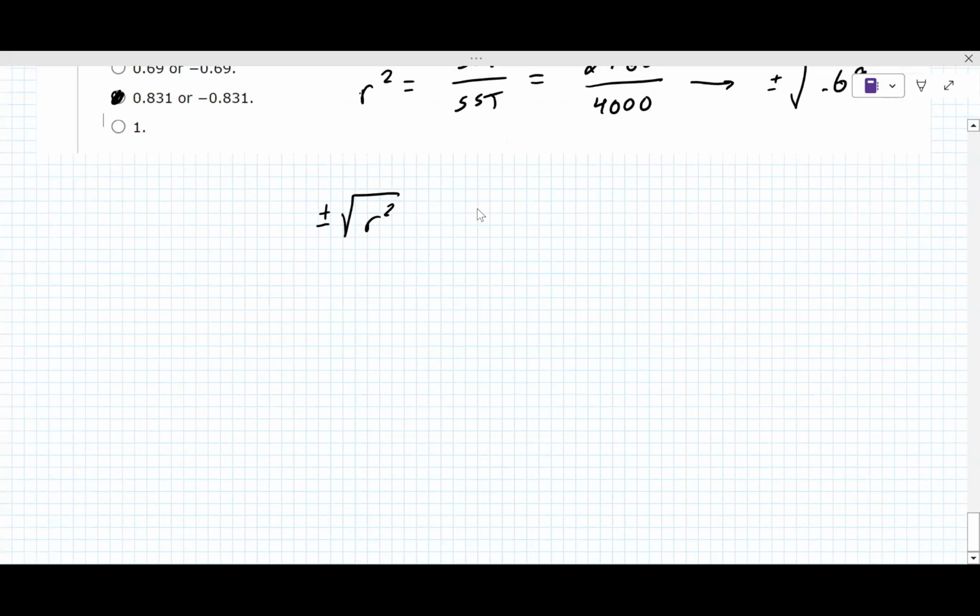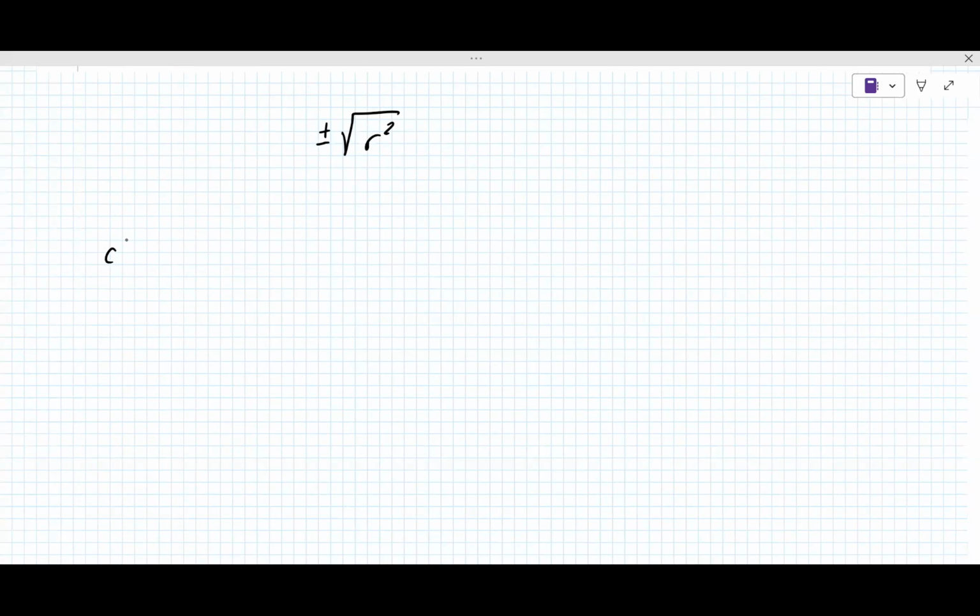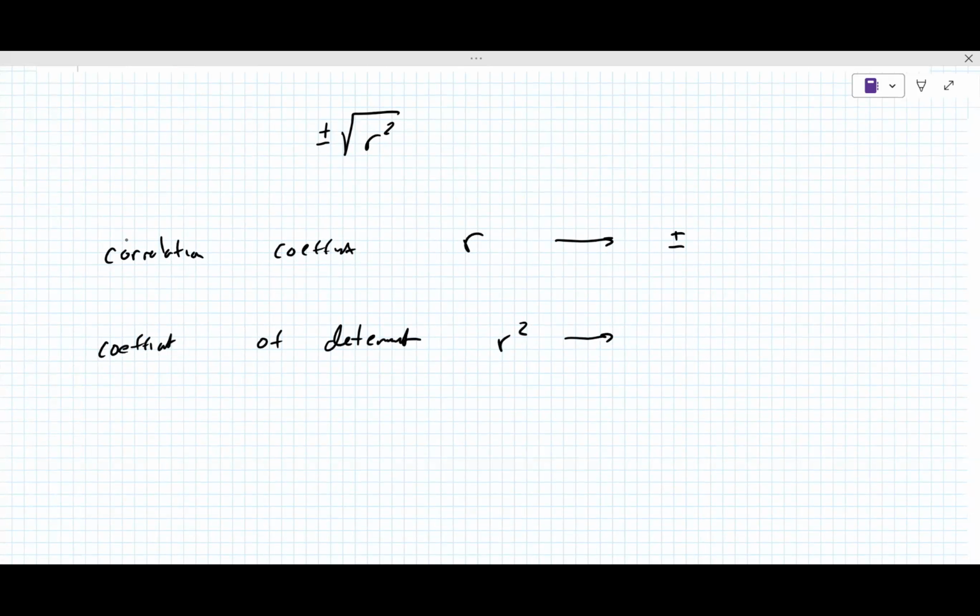I think one of the things we should say right here is that the correlation coefficient is R, and it's either positive or negative, depending on the situation. The coefficient of determination is R squared. Now the correlation coefficient can range from -1 to 1, but the coefficient of determination always ranges from 0 to 1. There's going to be some sort of question where you have to distinguish between the two.